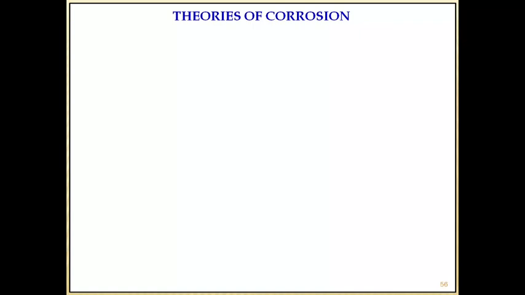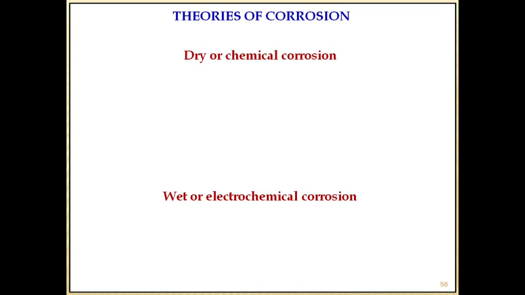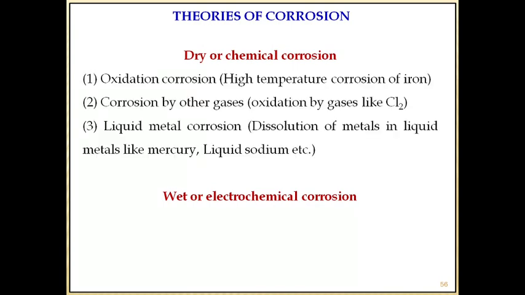Now let's discuss the theories of corrosion. Corrosion reactions are mainly of two types. One is dry or chemical corrosion. The second one is wet or electrochemical corrosion. Dry chemical corrosion is classified into three. First one is oxidation corrosion. High temperature corrosion of iron is an example for oxidation corrosion.